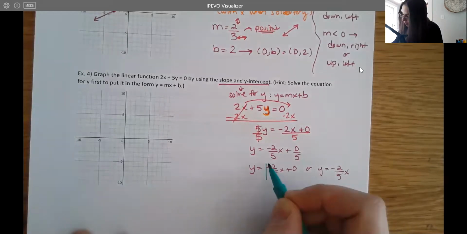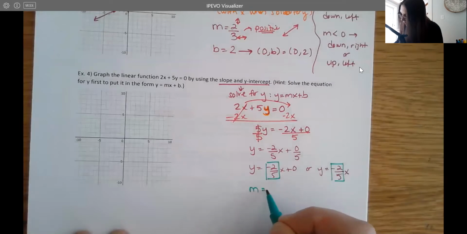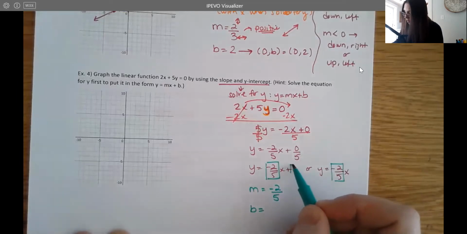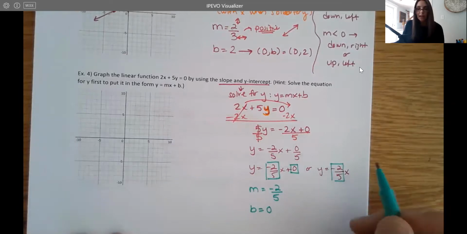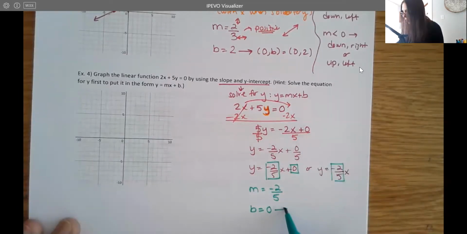So your slope is always with the x. Okay, so our slope here is negative 2/5. Now your b, in this case, if you kept the 0, it's pretty easy to see that your b is 0. If you didn't keep it, it's okay. Keep in mind if there's no plus or minus, then your b value is going to be 0. So our point then is going to be 0, 0 that we're going to start with.